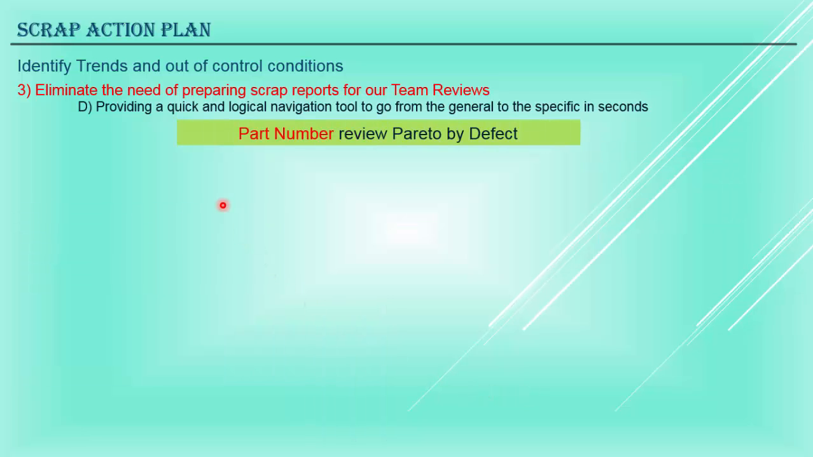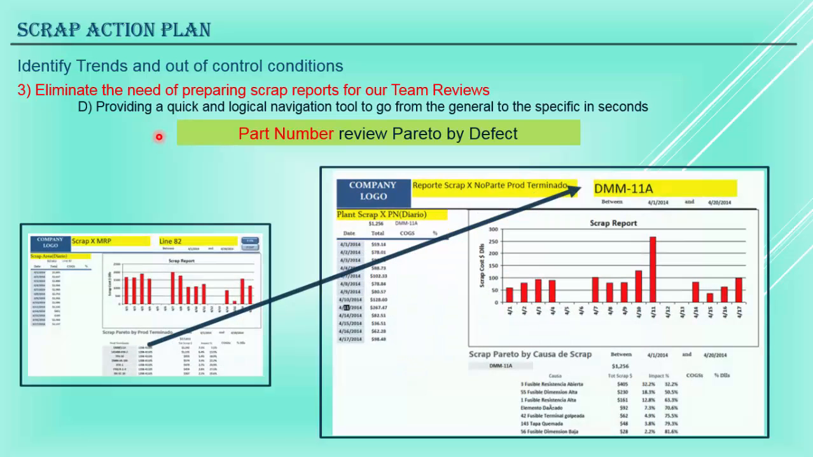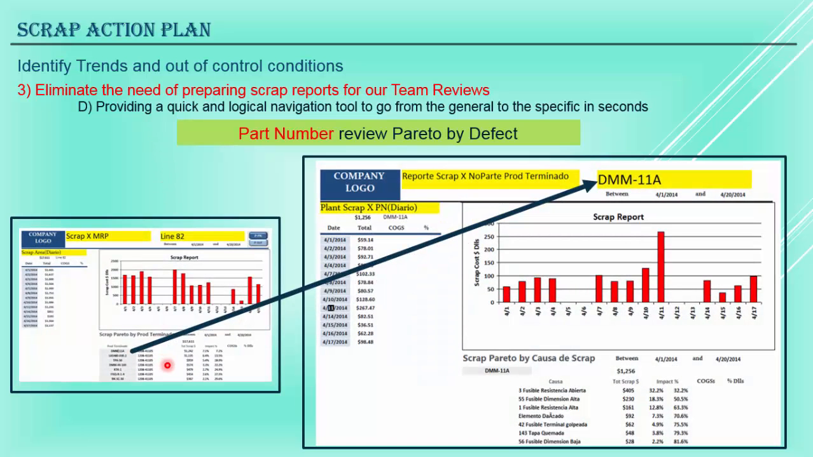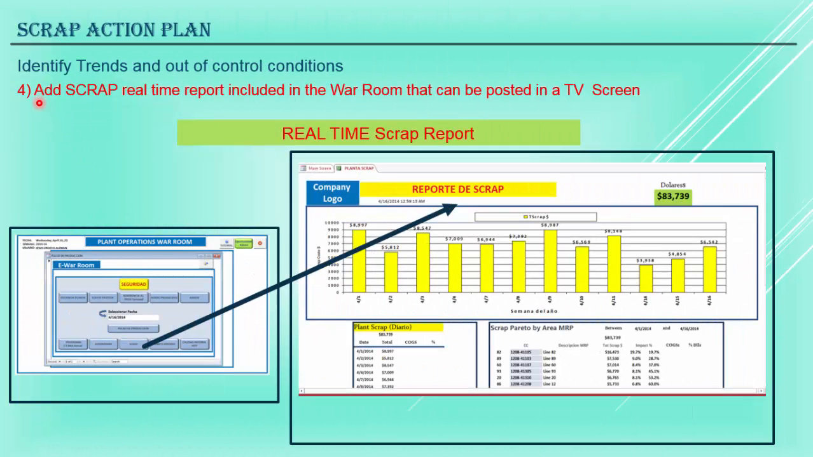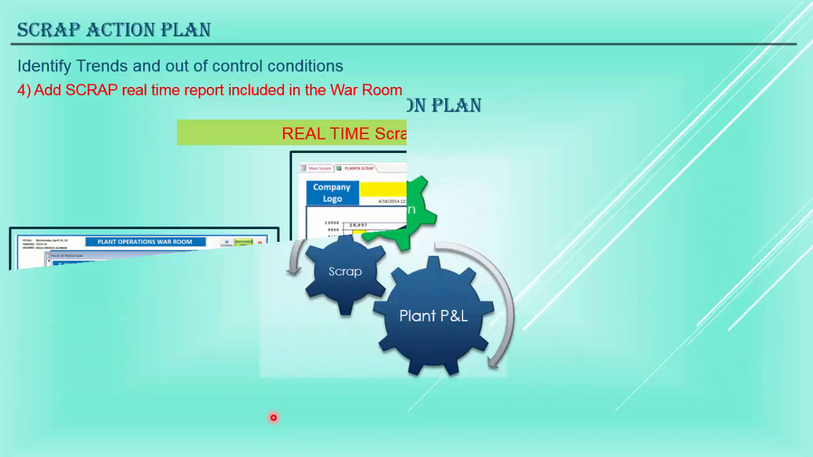Once we are in there, now we can get into the part number specific report with a Pareto chart by defect. So by doing this, now we have access to hundreds or thousands of different reports in seconds. The next is to run a scrap real-time report included in the war room that can be posted on a TV screen so we can have real-time updates.